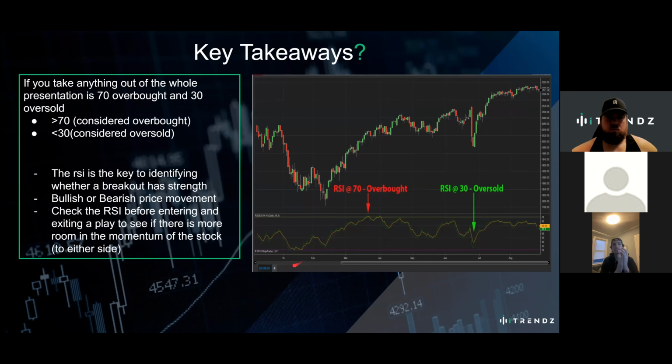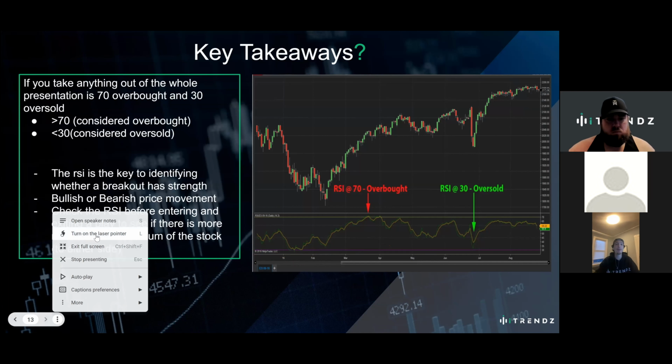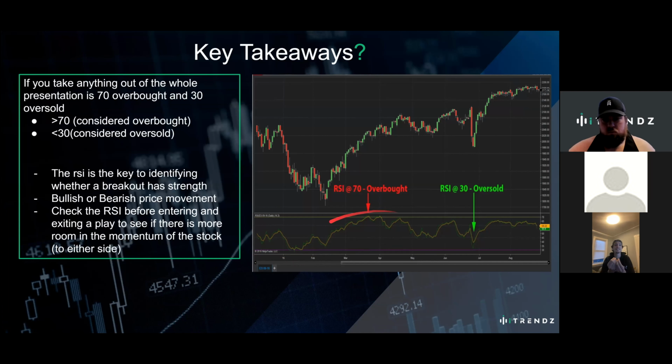With that being said, if you guys learned anything from this, it should be one major thing. The overbought is above 70. The oversold is below 30. As a stock is trending up, you will be able to gather a lot of information about how much strength the stock truly has by looking at the RSI. If the stock is trending up and you're looking to get into it, but the RSI is already at 77, 83, then you could wait on that trade, because it's getting too overbought at that point.